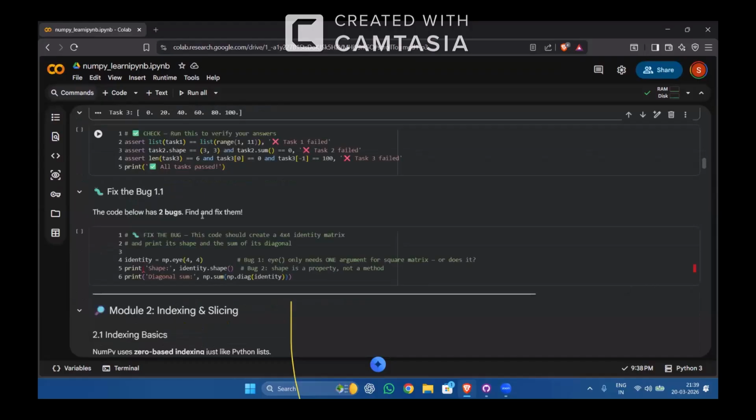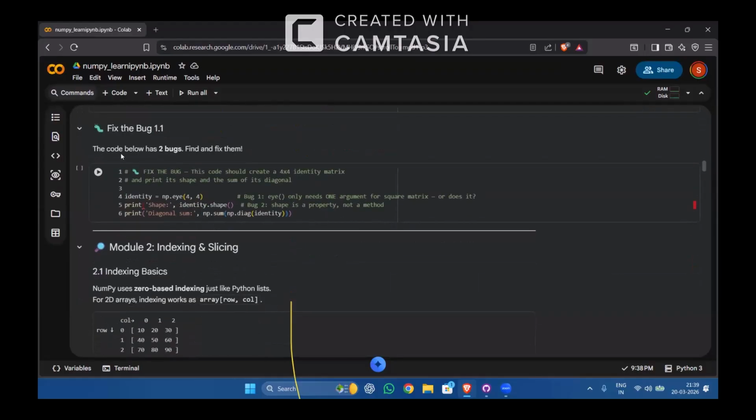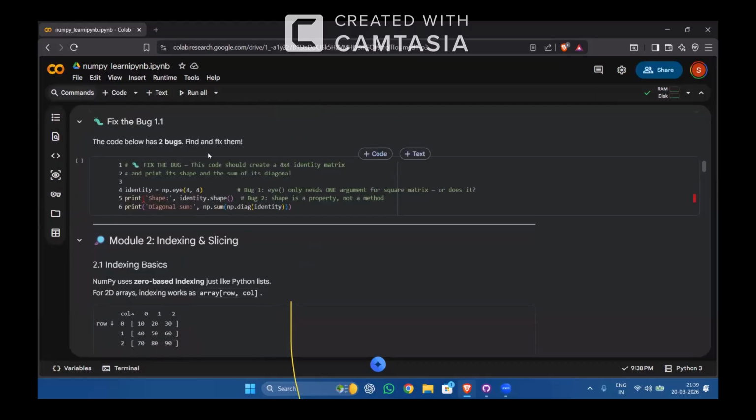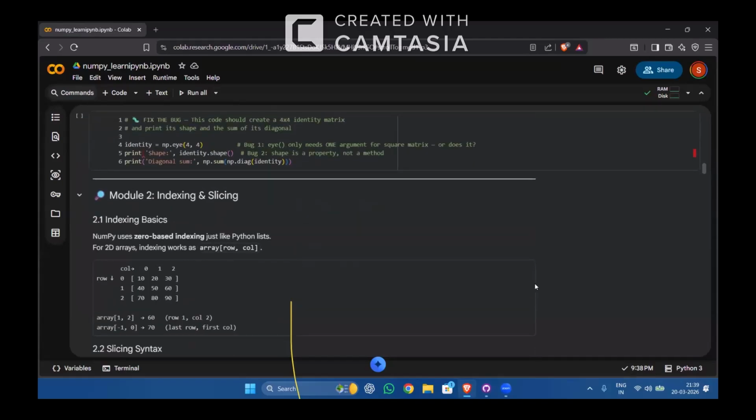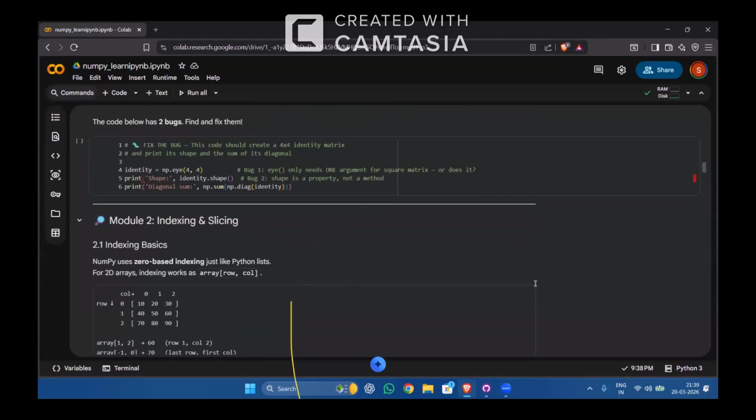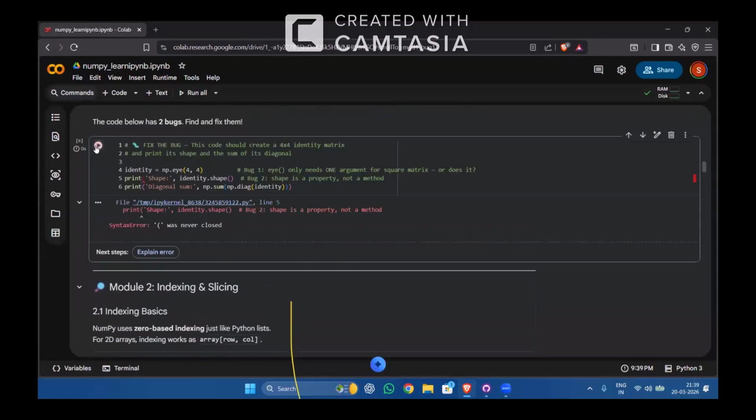What is the next task in that? The output prediction, bug fix. See, the code below has 2 bugs. Find and fix them. What is the bug there? Okay, if you execute that, you can see 2 bugs. What is the bug there?